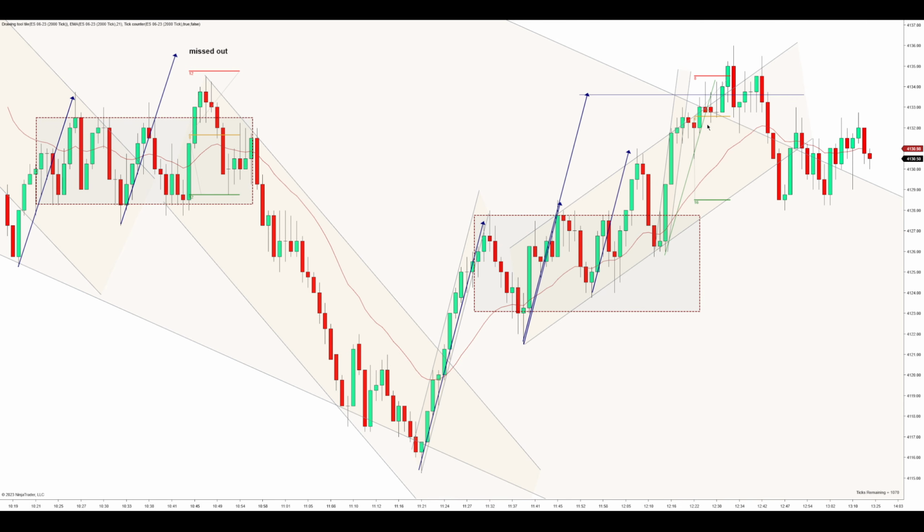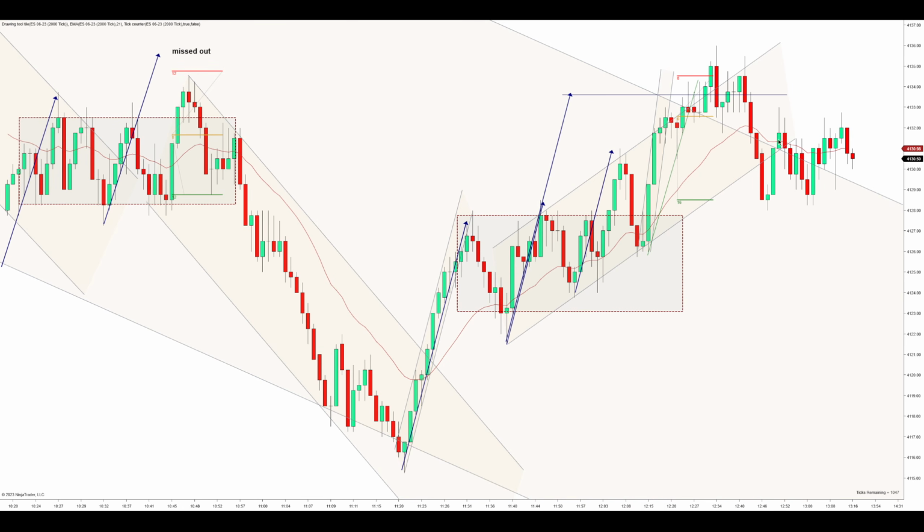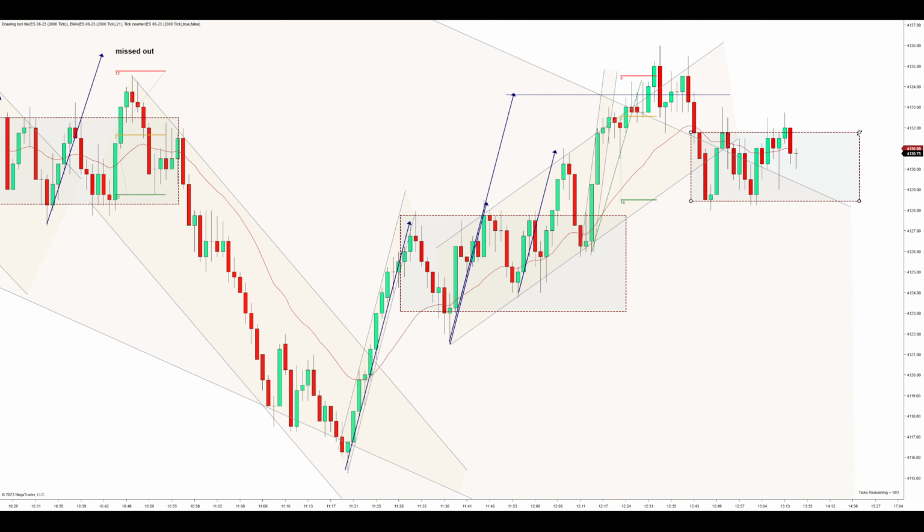But anyway, as soon as I got stopped out, it immediately did what I wanted it to. We pushed lower here. We're kind of going into this range now. So I guess we'll see how this plays out.